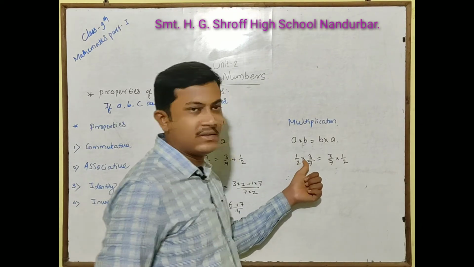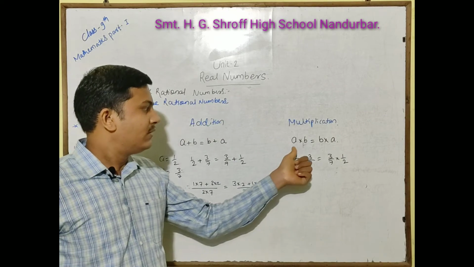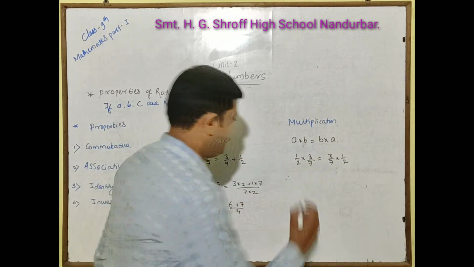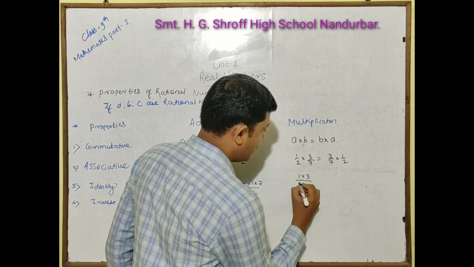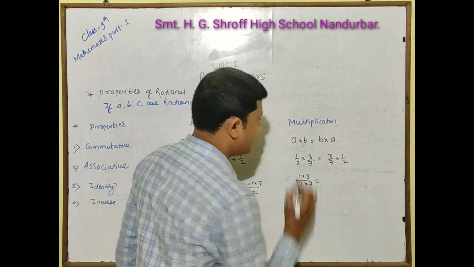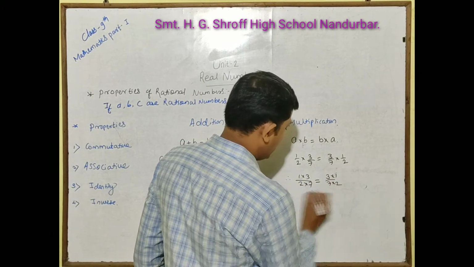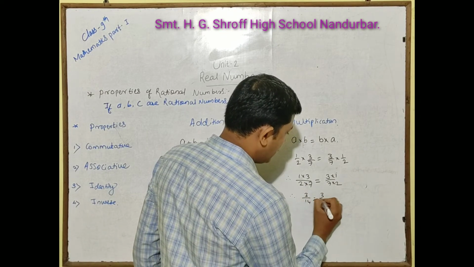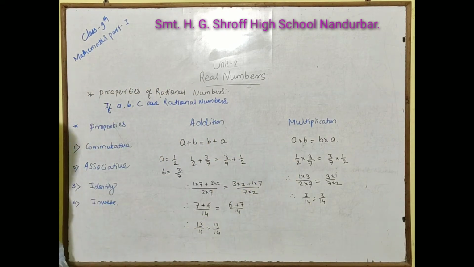If the multiplication of two rational numbers is there, what we have to do? Numerator will multiply to the numerator, denominator will multiply to the denominator. 1 into 3 upon 2 into 7, which is equal to 3 into 1 upon 7 into 2. 3 upon 14, which is equal to 3 upon 14. For multiplication also it is satisfied.